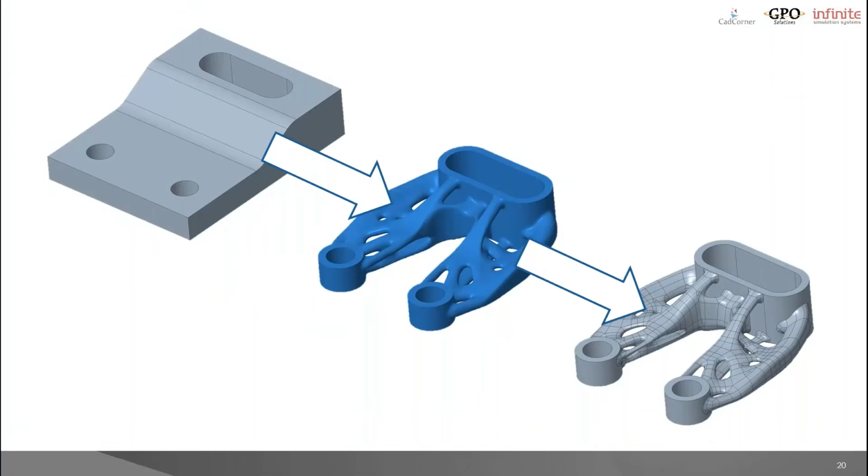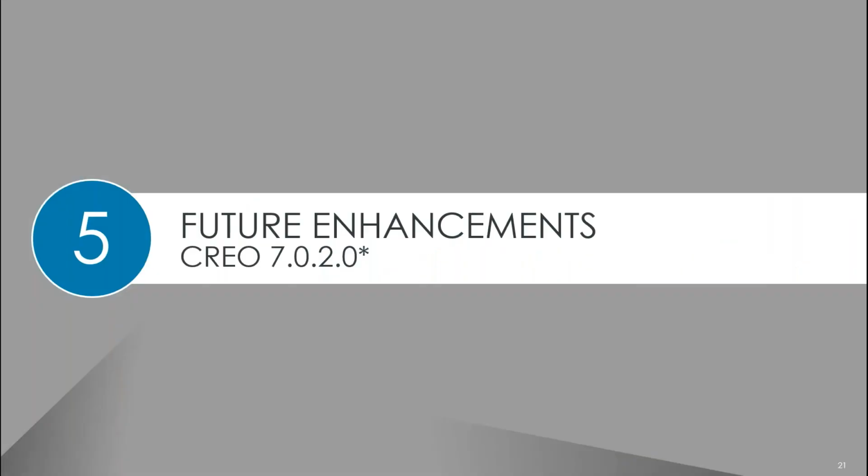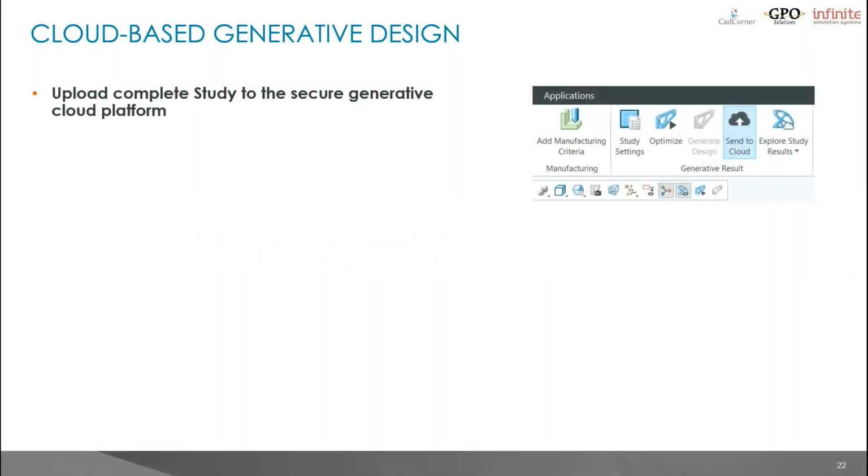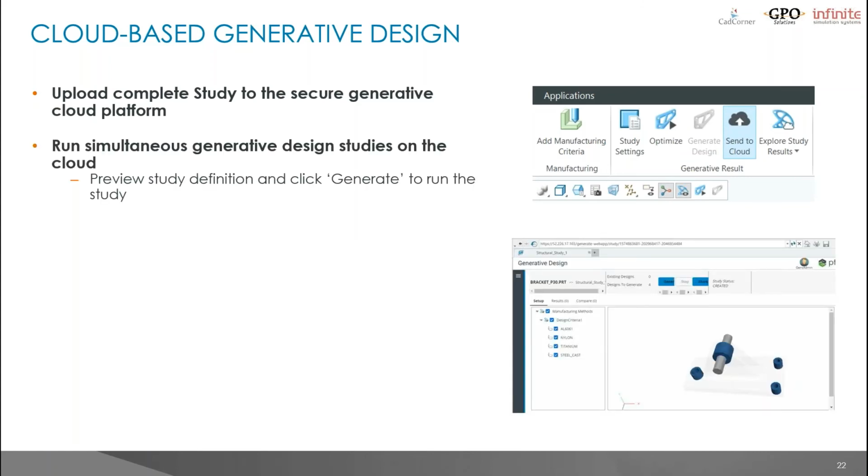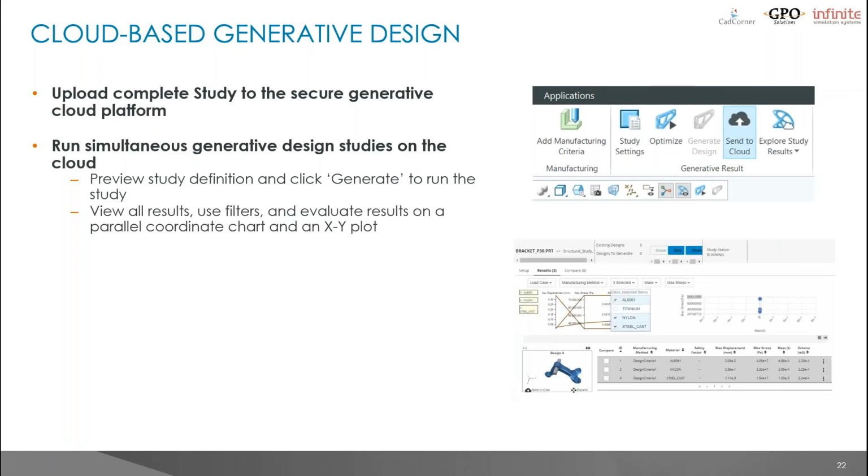I'd like to quickly go back to the slide and just quickly show you what we can expect in the future. So Creo 7020. Essentially, PTC is planning to introduce cloud-based technology. The idea being that you can upload your study, so all your different design criteria, your load cases, your model. The cloud environment can then perform your simulations for you, so you don't have to use the computational power of your own computer. These can then be previewed inside the cloud environment.